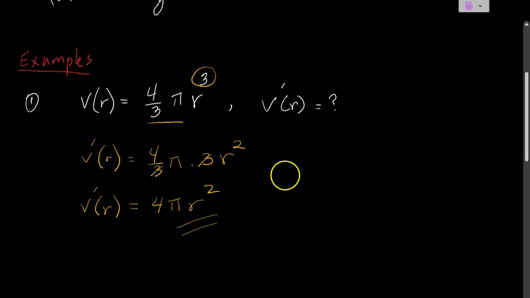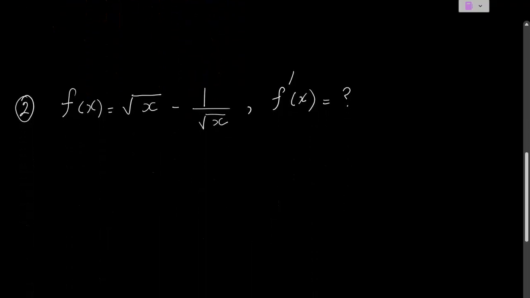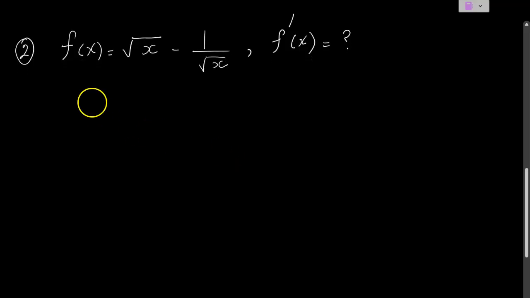Now let's look at the second question. This one is a function given as root x minus 1 over root x, and we want to find f prime of x, which is the first derivative. All right, so there are a couple of ways of doing this question, but I suggest you first simplify this function as much as you can so that it makes it easy for yourself. Remember, in differentiation, exponents are the key to making sure that you're doing the derivative correctly.